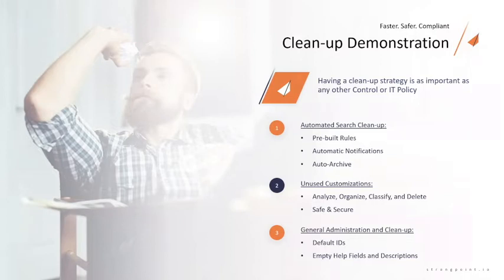And then finally, the third bullet point is, what tools do we have to improve our overall ability to administer the platform and perform cleanup, and not just related to deleting unused customizations, but how can you help identify, say, default IDs or empty help fields and descriptions. So things that you may not need to delete, but still have opportunities to improve. So that's the agenda for the day.